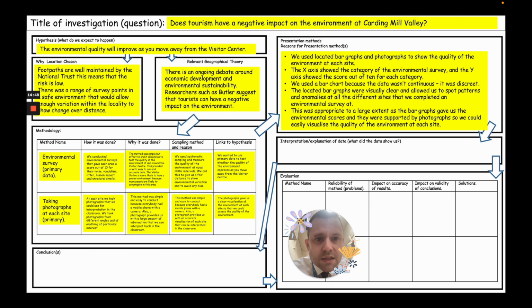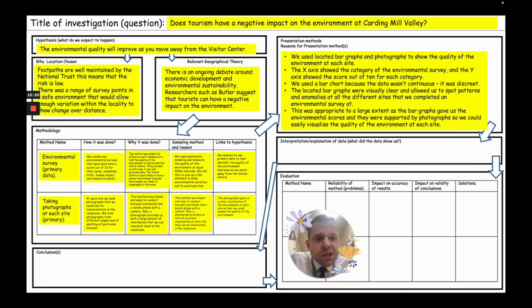Now, the located bar graphs were visually clear and allowed us to spot patterns and anomalies at all the different sites that we completed an environmental survey. So we could very quickly look at our maps, we could look at the bar graphs, and we could quickly spot patterns and anomalies. For example, if for some reason 600 metres south the environment was really bad, we could very quickly see the bars are lower and identify that.